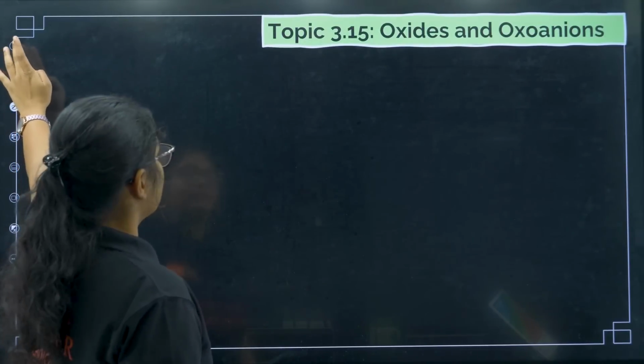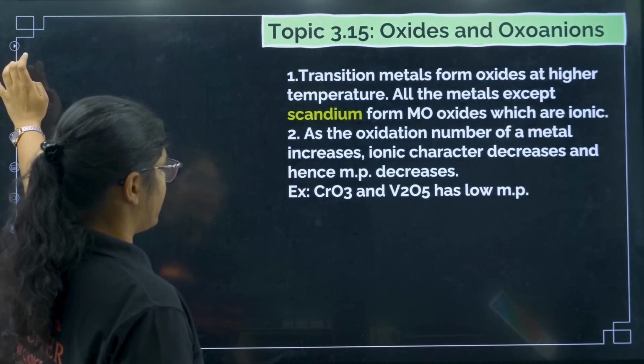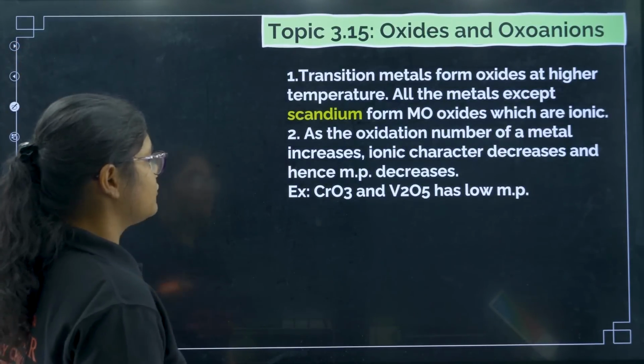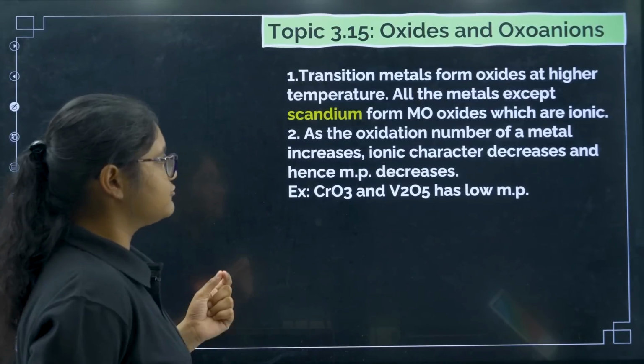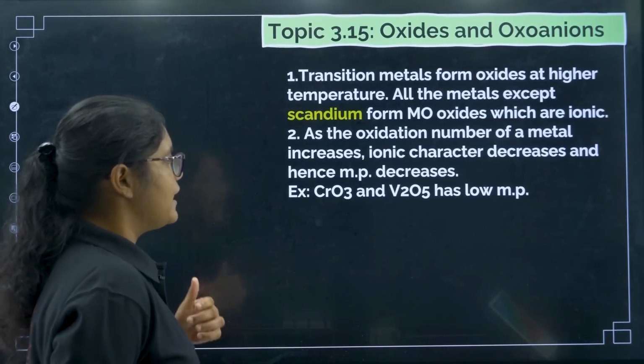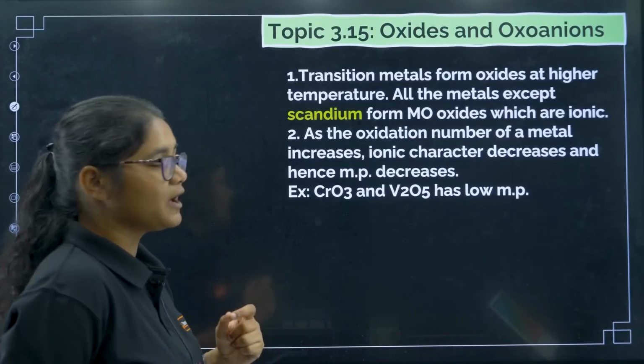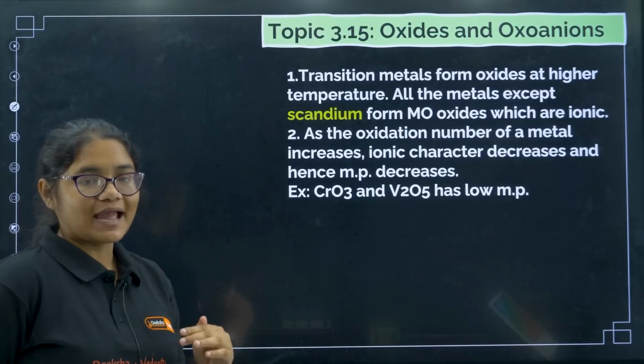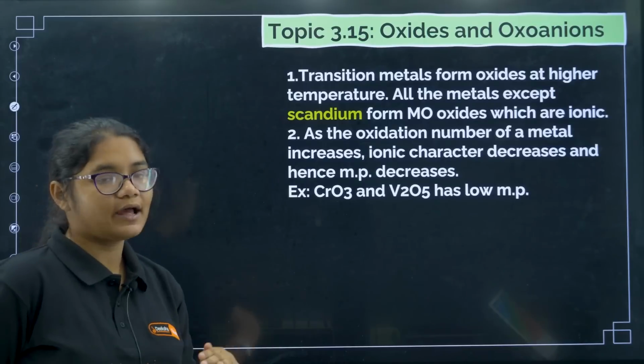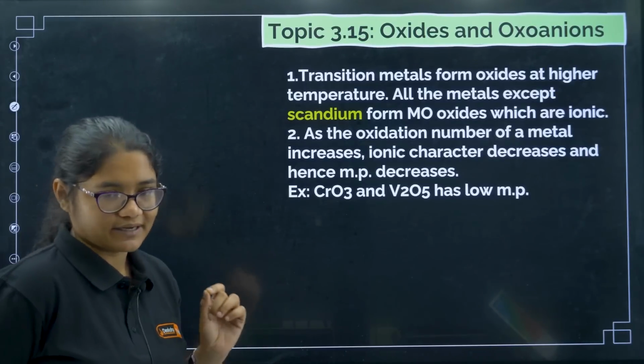Next, coming to oxides and oxoanions. So first of all, the transition metals form oxides at higher temperature, and all the metals except scandium form MO oxides, which are ionic. Okay, so very important, scandium does not form oxides, all other elements form ionic oxides generally.